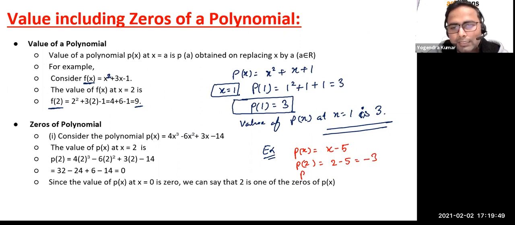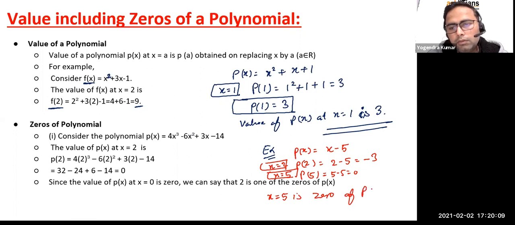So is x equals 2 a zero? I replaced x with 2 in this polynomial, and x equals 2 is not giving 0. But if I replace x with 5, p of 5 becomes 5 minus 5, which is 0. So x equals 5 is the zero of p of x, right? x equals 5 is the zero of this polynomial.